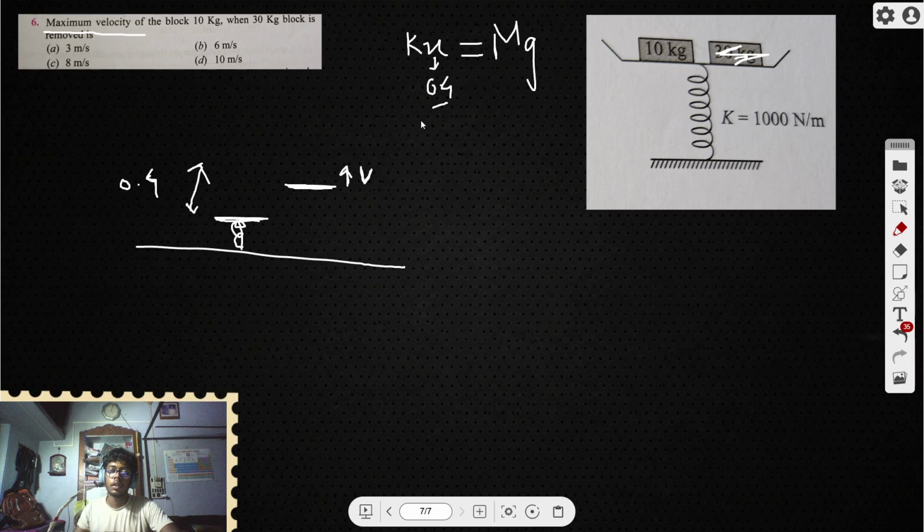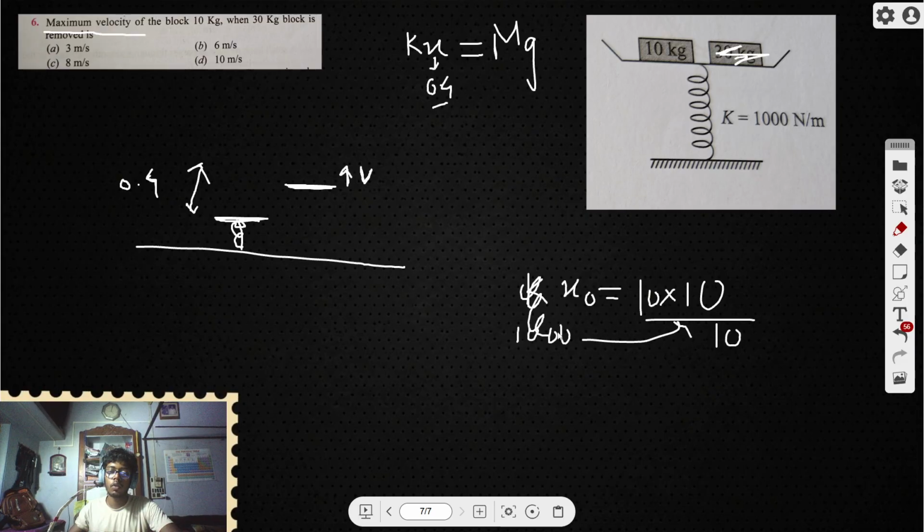At that time, kx naught, the distance here, will be nothing but 10 into g, because the 30 kg is taken off, so the new mass is only 10, g is 10, and k was 1000. If we take 1000 to this side and cancel, then x will be nothing but 0.1.